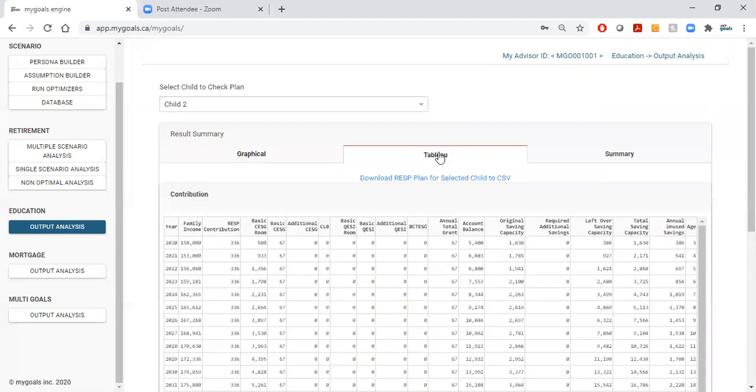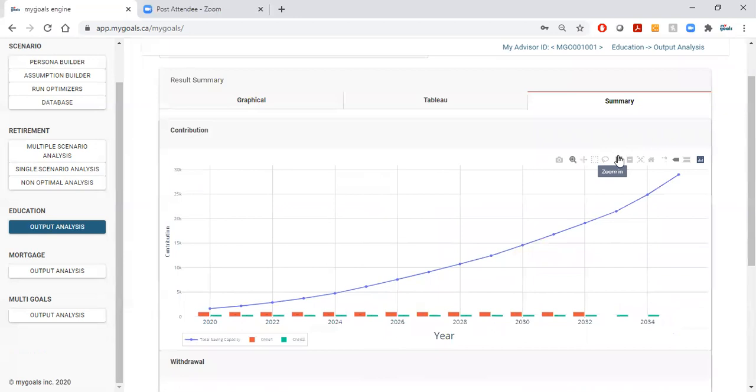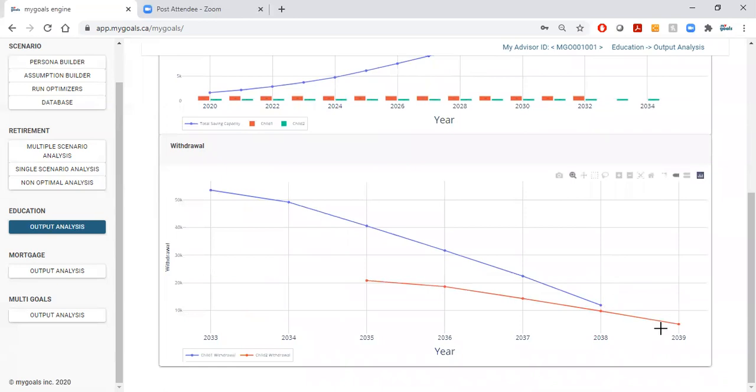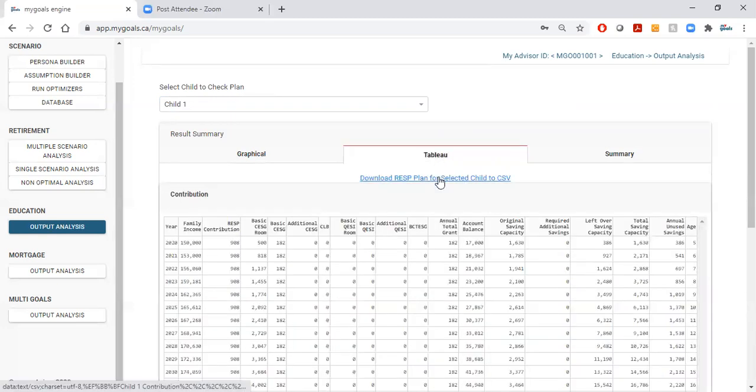You can look at this in chart form, or what we call table form as well. Again, each child, each year, each sub account within your capital, the CESG, and then the gains and income into the account, and then just a summary again of contribution over time per child, and these are the last years of the withdrawals. So that's our analysis of RESP. And one more note, you can download all of our analytics to CSV. Just look for this download RESP planner download button.